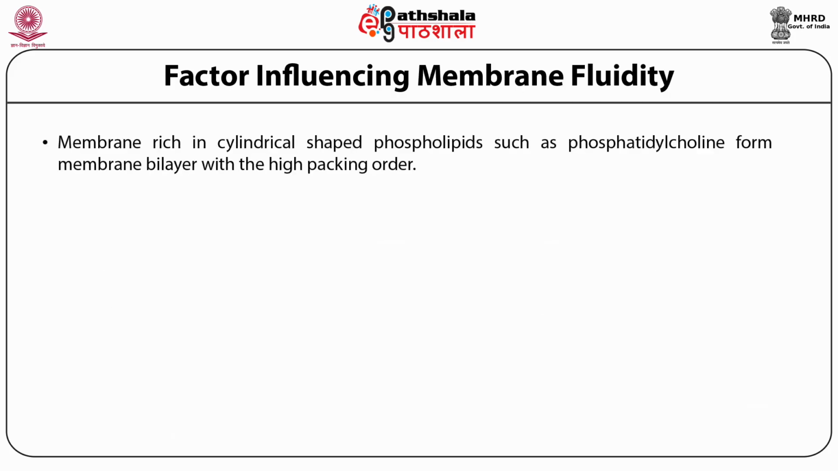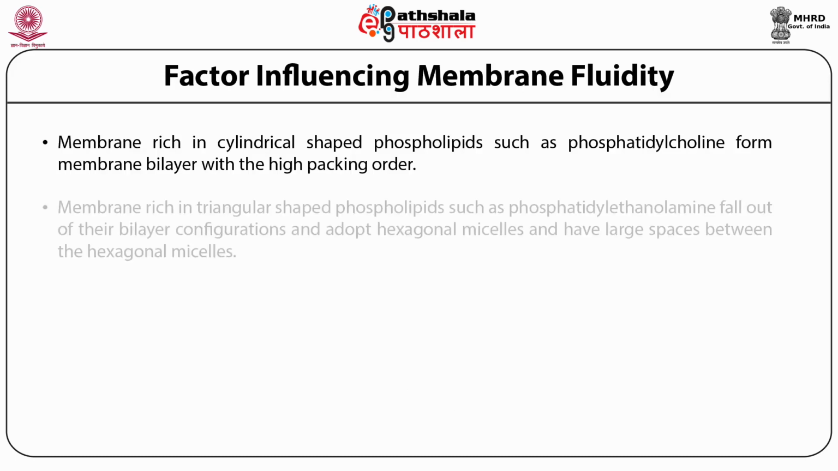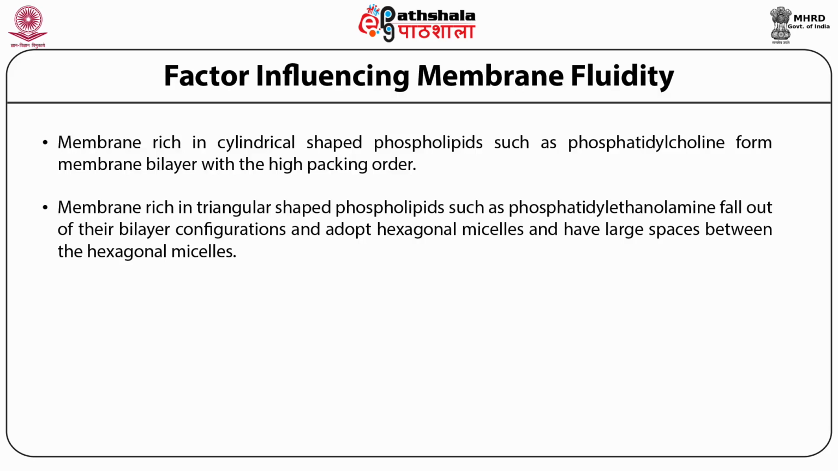The membrane rich in cylindrical shaped phospholipid such as phosphatidylcholine forms a membrane bilayer with a high packaging order, and membrane rich in triangular shaped phospholipid such as phosphatidylethanolamine falls out of the bilayer configuration and adopts hexagonal meshes and has large space between the hexagonal meshes. So you can say that the composition of phospholipid also alters the packaging.